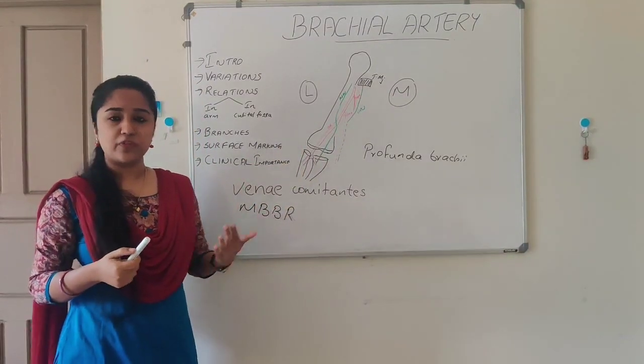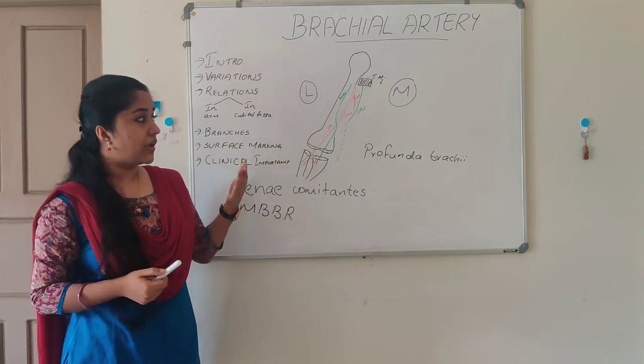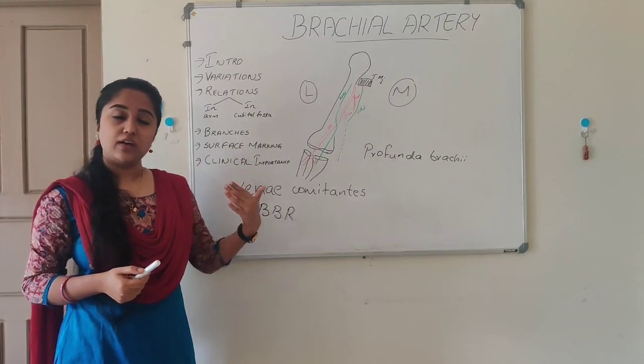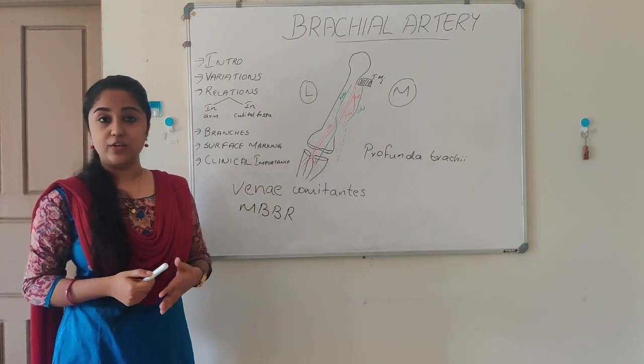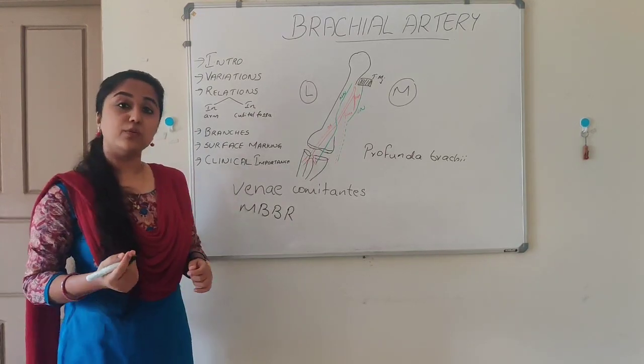This profunda brachii passes along with the radial nerve to enter into the lower triangular space and then into the radial groove. The next branch is the nutrient artery.